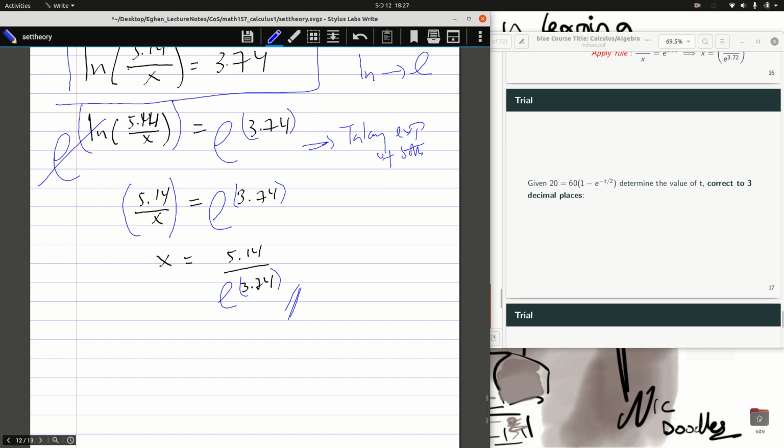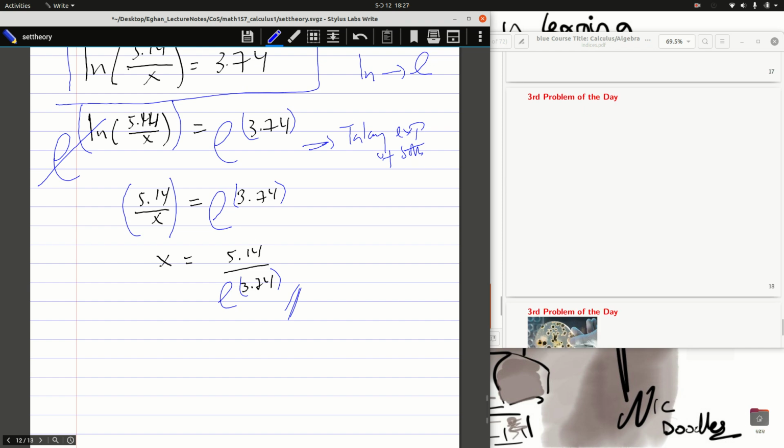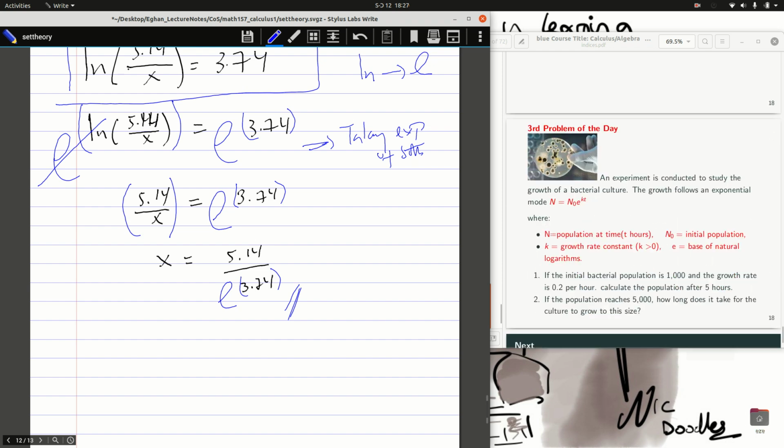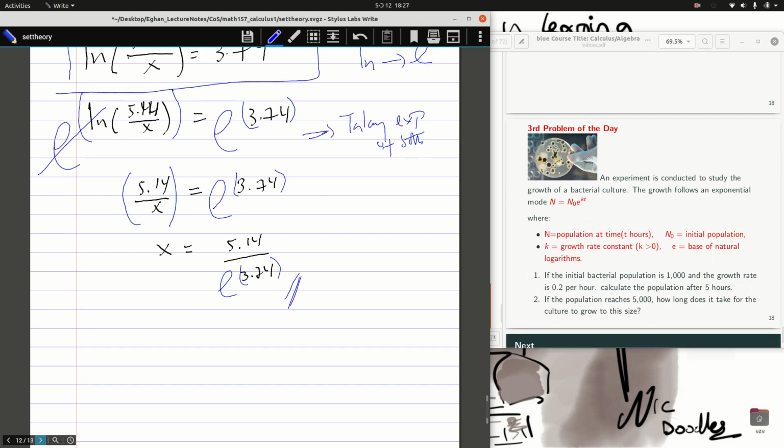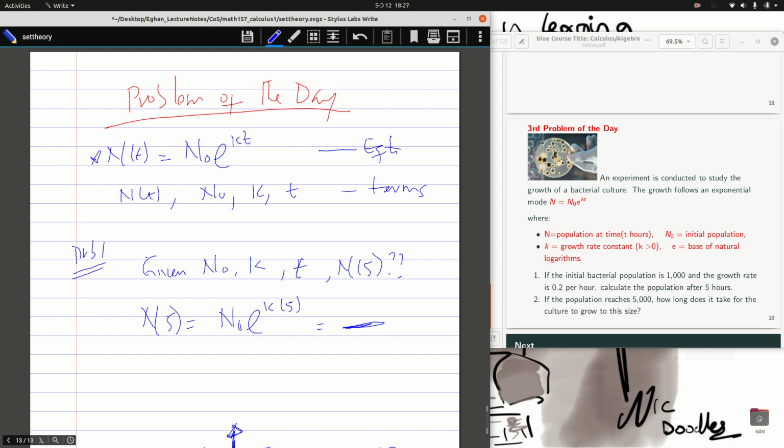I have a trial question here. It says find t, it is the same thing. Okay, so to the problem of the day, you see a whole lot of things here. You don't need to be afraid, don't need to be confused. Take your time, read, extract, solve.